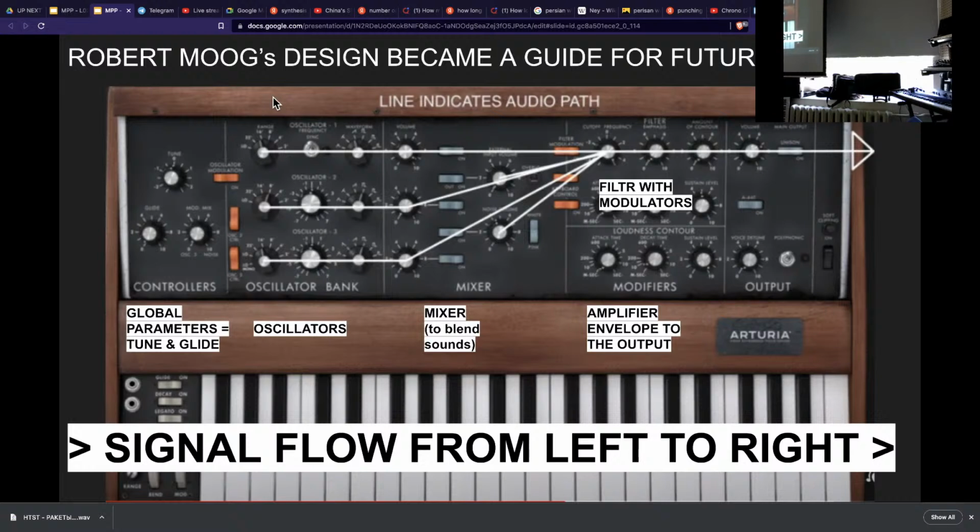So you first have global parameters, which is going to be the general tuning of the synth, because synths are able to play anything. They're not 12-tone equal tempered machines that are set to the notes that we use as a standard. So you can tune them however you want. And we're going to talk about that more in a bit.